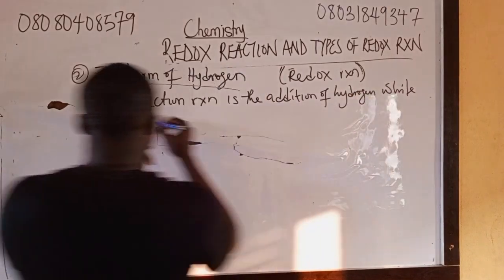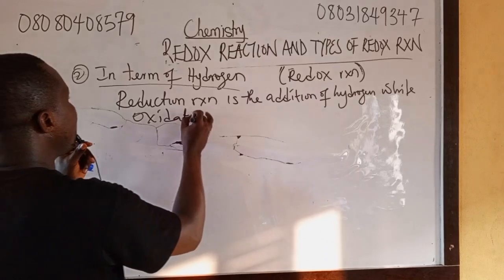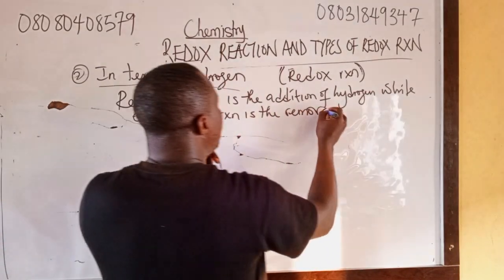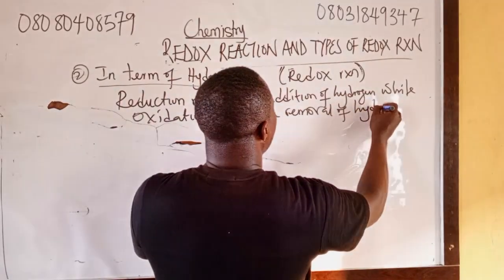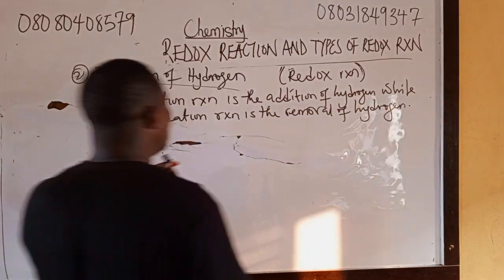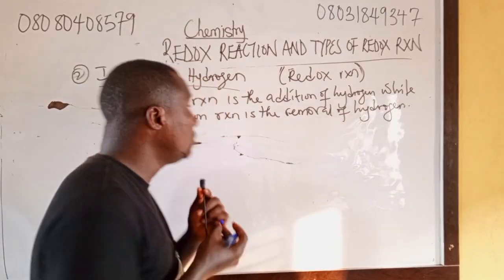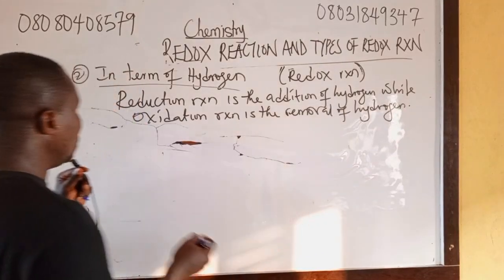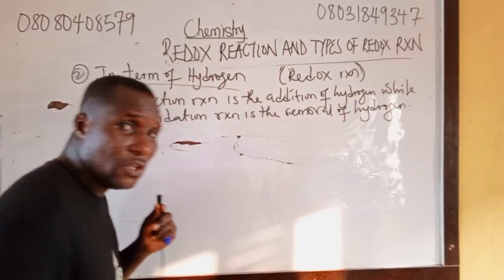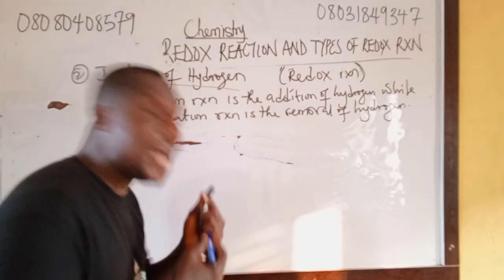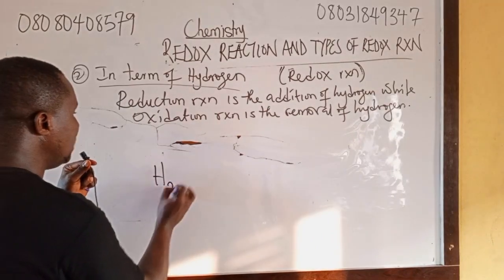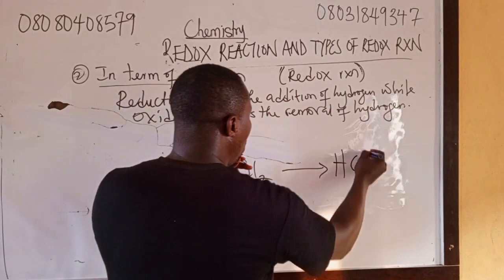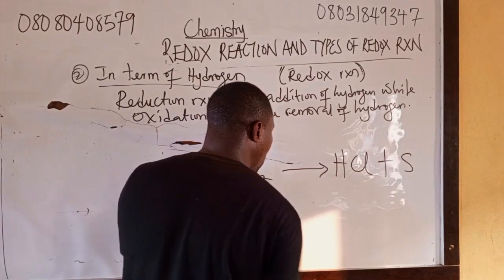Oxidation reaction is the removal of hydrogen. Take note of that. Reduction reaction is the addition of hydrogen. Oxidation reaction is the removal of hydrogen. Let me illustrate that. Reduction reaction adds hydrogen. Oxidation reaction removes hydrogen. When you have hydrogen sulfide plus chlorine gas to give you hydrogen chloride gas plus sulfur.